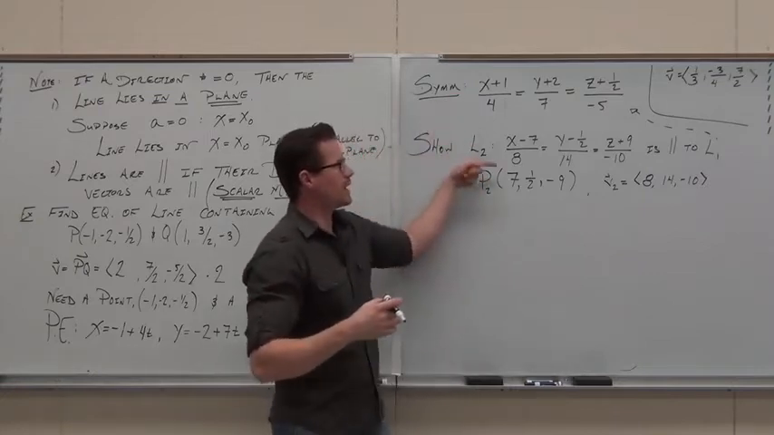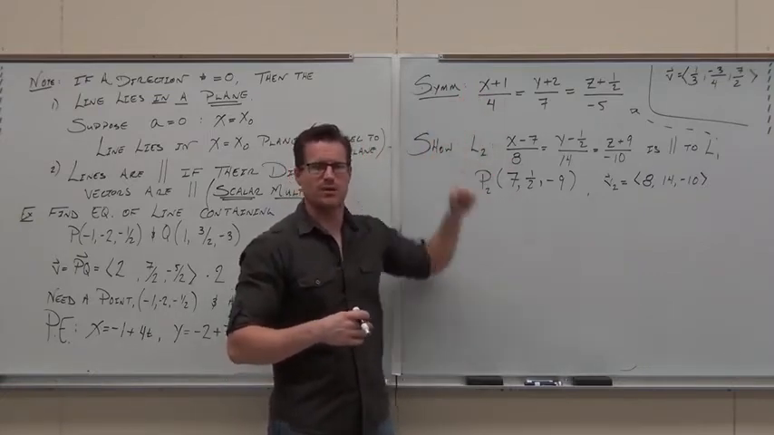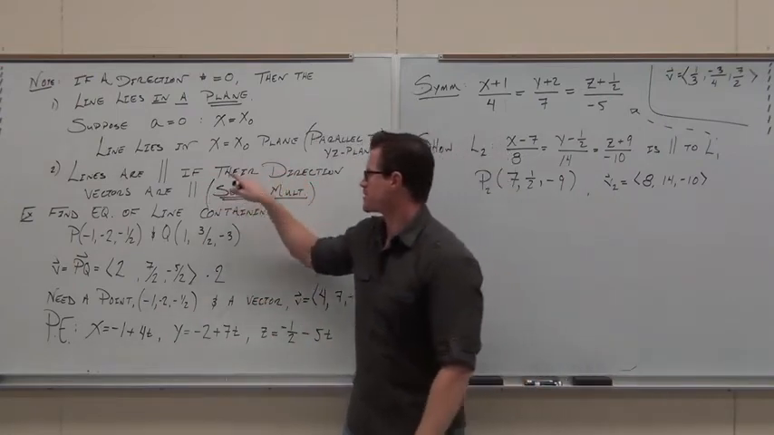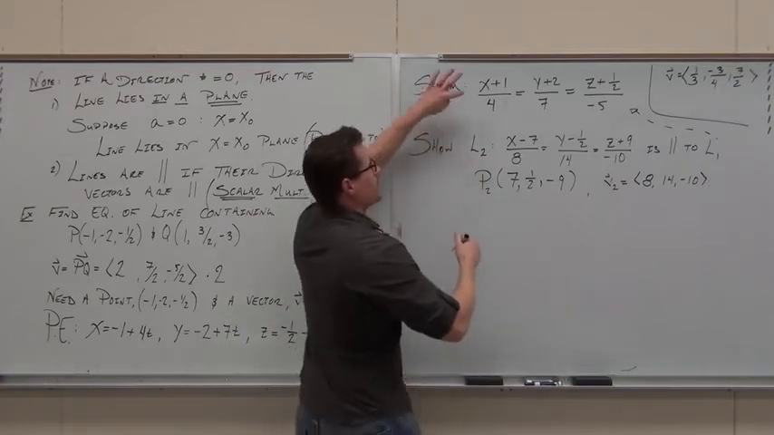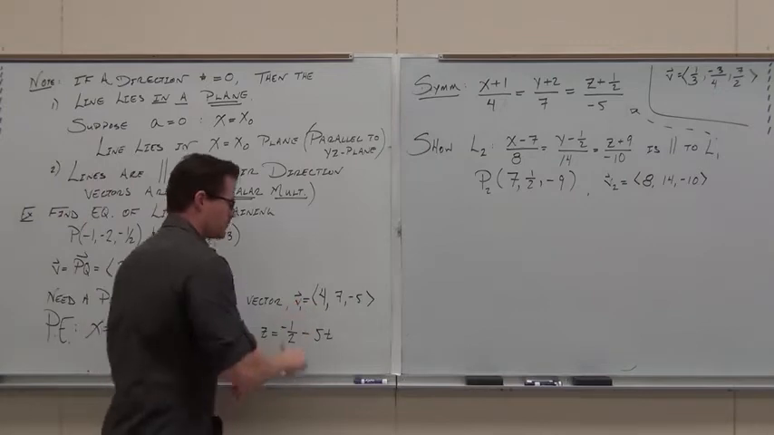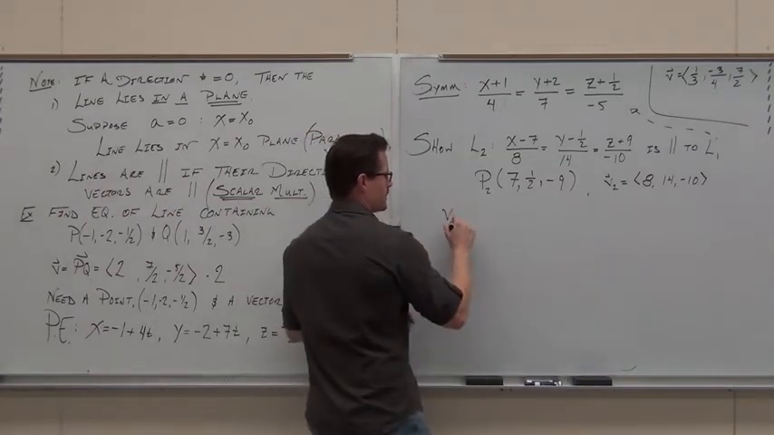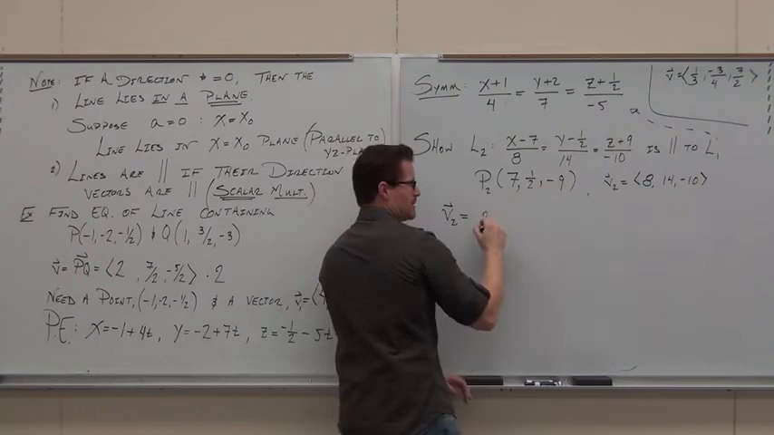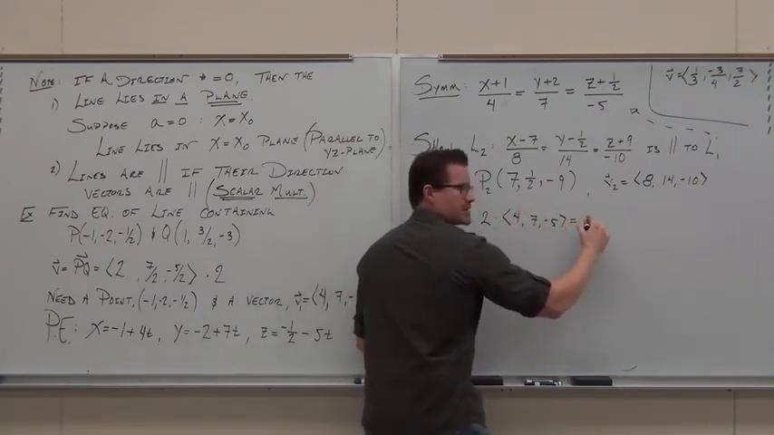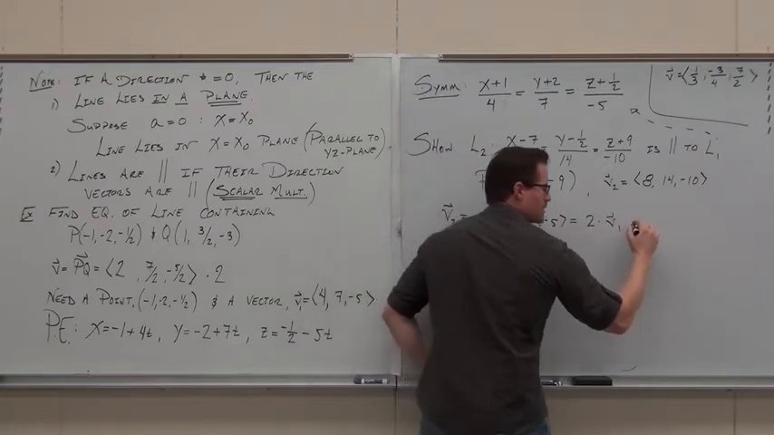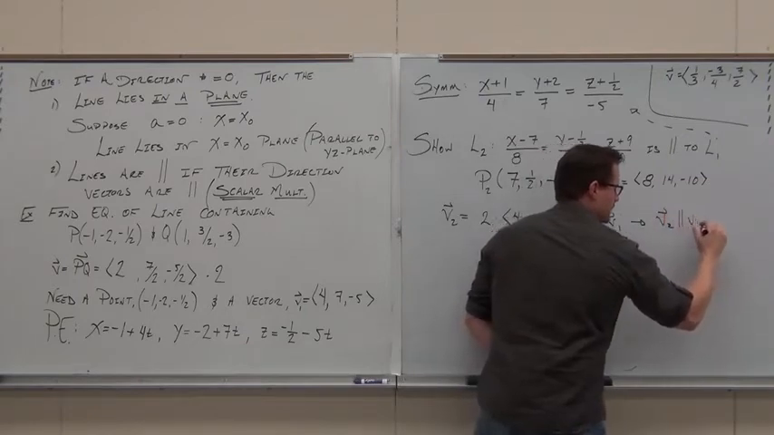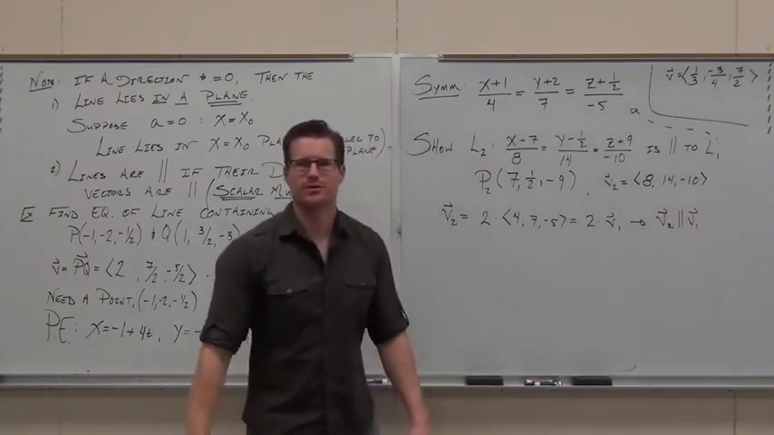Are these two lines parallel? Yes. We talked about it earlier. We have a statement up here. Lines are parallel if the direction vectors are scalar multiples. So we're going to write out vector 1, we already have that. It's what we used. So if we call that vector 1, vector 2, this vector, is 2 times 4, 7, negative 5. That means it's 2 times vector 1, which means that vector 2 is parallel to vector 1.